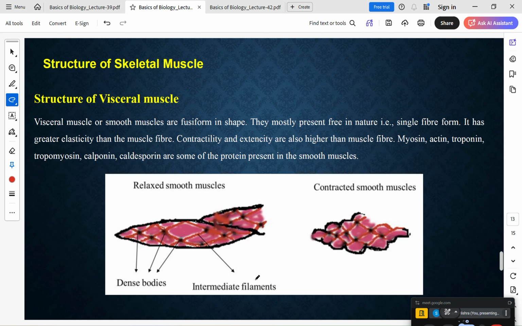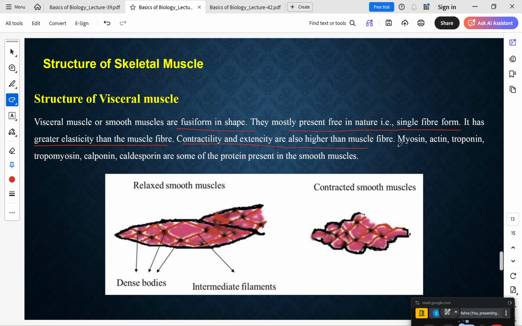Next is the visceral muscle, which are the smooth muscles. These are made up of smooth muscle cells which are fusiform in shape. They are sort of like spindle shape, but they can take up any shape that they want to. They are mostly present free in nature, as in a single fiber form. It has a greater elasticity than muscle fibers. The contractility and extensibility is also higher than muscle fibers.